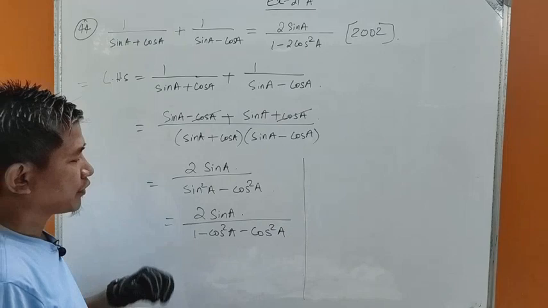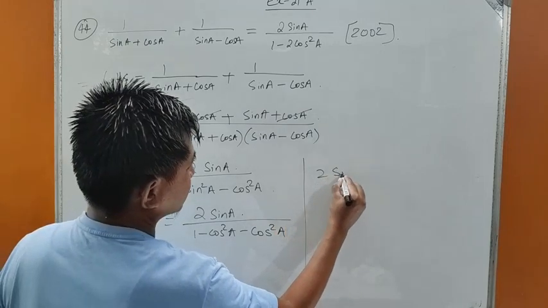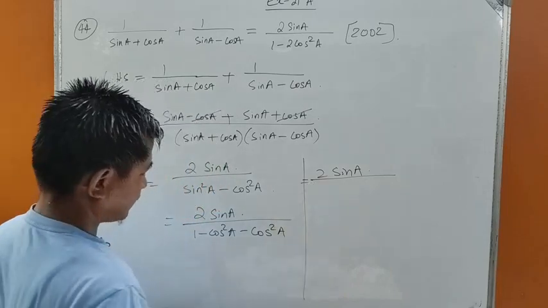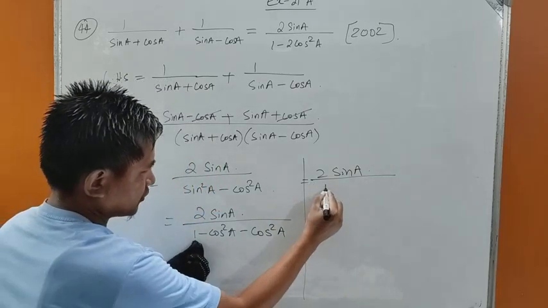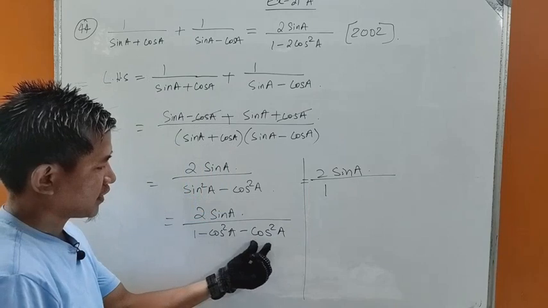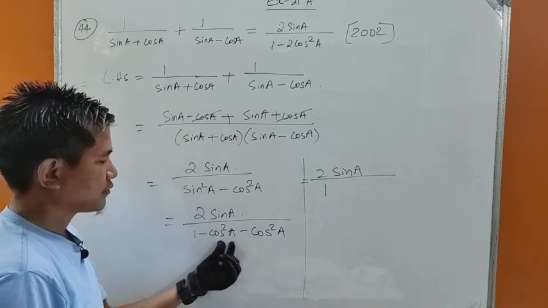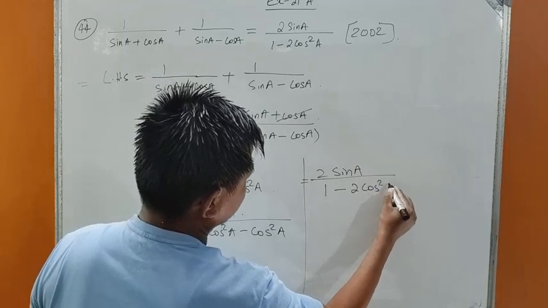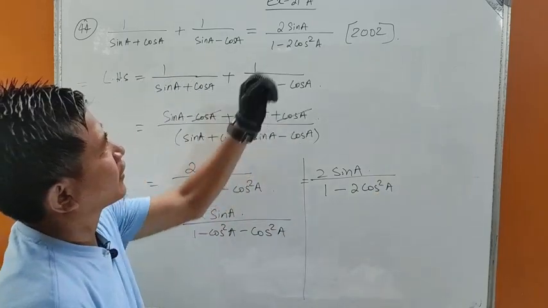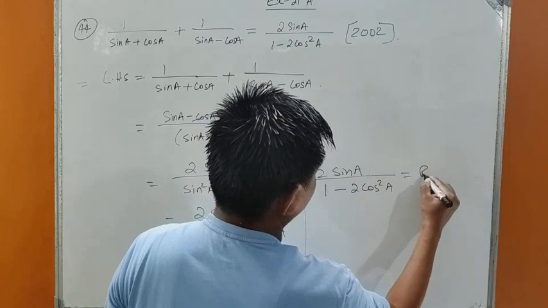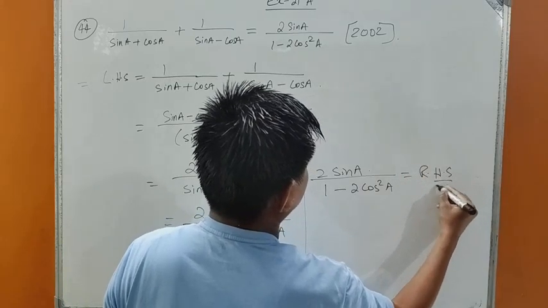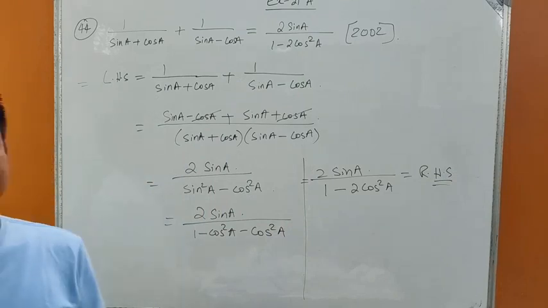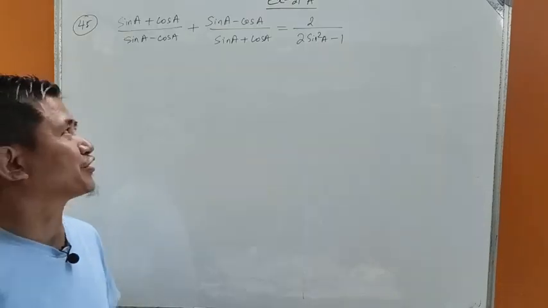So in the numerator we have 2 sin A, and in the denominator we have 1 minus cos square A and minus cos square A, same number, same sign, isn't it? So minus 2 cos square A. So this is what we have in the right hand side, hence proved. RHS. Okay, I hope you got this. Now let's move on to the next question, question number 45.